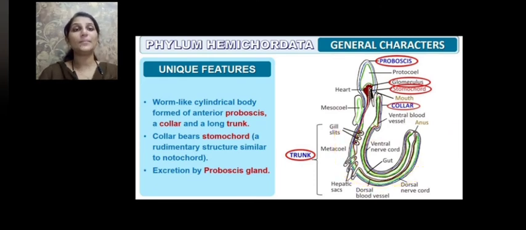The collar part bears a stomochord, which is a rudimentary structure similar to the notochord. We remember notochord, which is dorsally present in chordates. So in the case of these hemichordates, the collar region bears a stomochord. A stomochord is a rudimentary structure similar to notochord. And excretion in the case of hemichordates is by means of the proboscis gland.